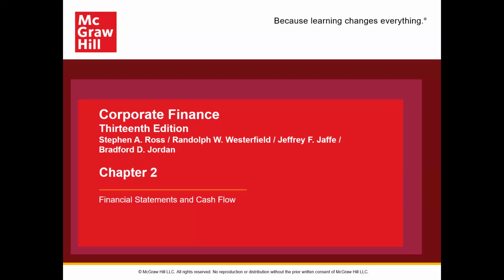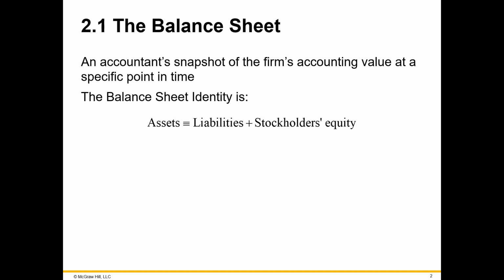In this video, we are going to do a recap on financial statements of a firm. We will start with the balance sheet, which is an accountant's snapshot of the firm's accounting value at a specific point in time. The balance sheet identity is assets equals liabilities plus stockholders' equity. The same balance sheet you went over in your accounting classes.